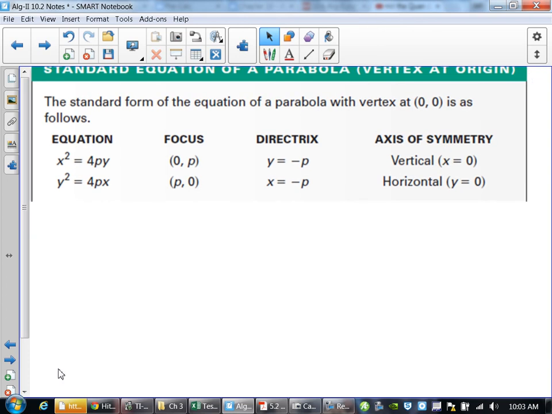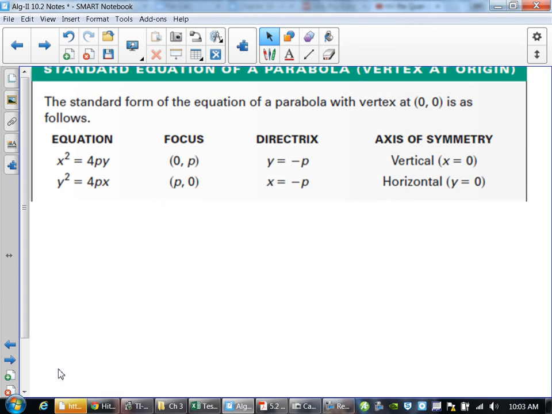In an x squared parabola, when we're centered at the origin, no matter what, what happens here is that if it's an x squared, your focus, since we're centered at the origin, is always (0, p), whatever that p value is. Whether it's positive or negative, that just goes there, your focus.